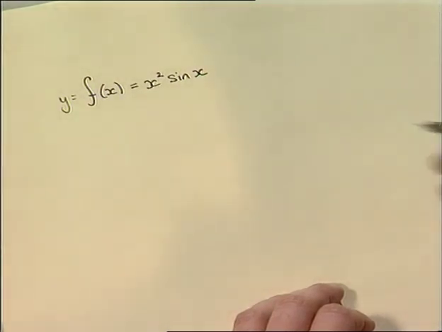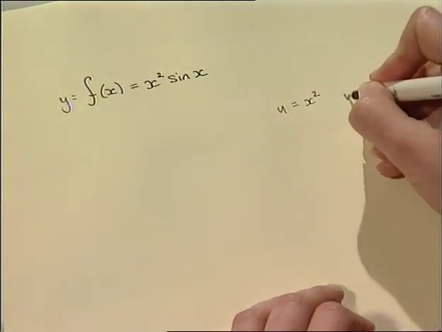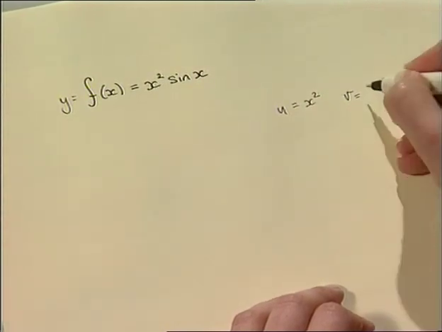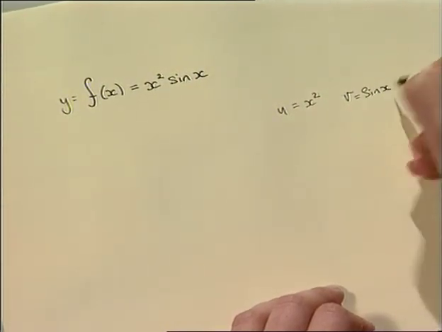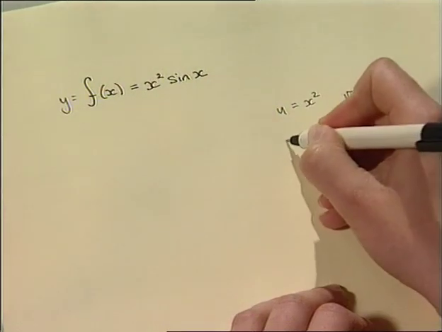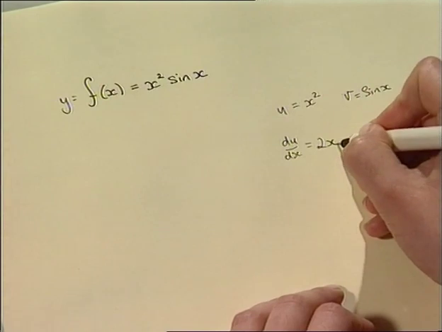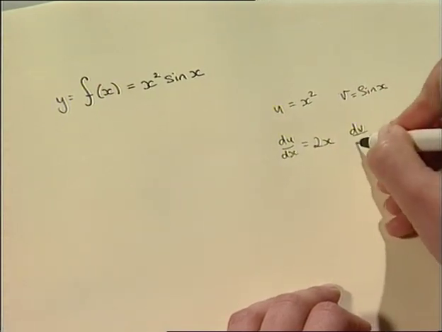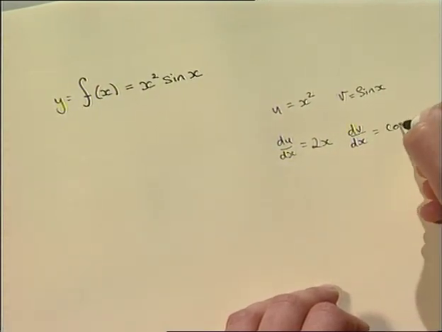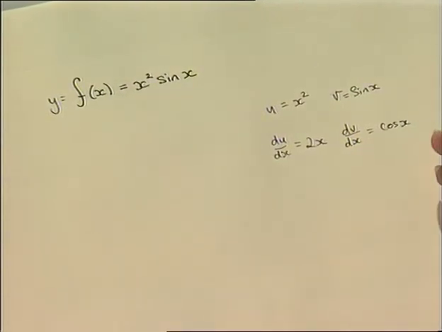Well, the first thing I need to do is choose u and v. So I'm going to let u equal x squared, and v, I'm going to have as sine x, the other term. Now I need to differentiate each of these, and for that I can use the standard table of derivatives. So u has derivative du dx equals 2x, and v has derivative dv dx equals cos x. Now I can use the product rule.